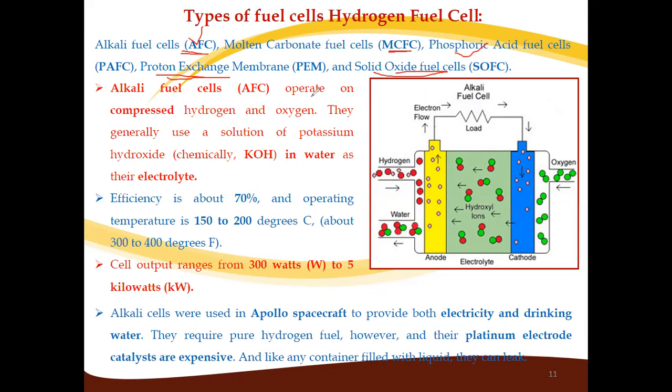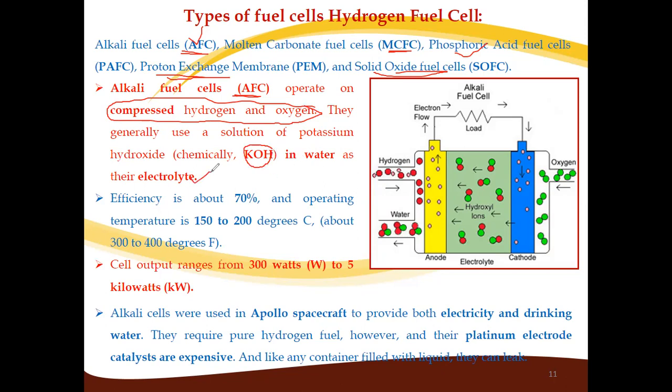Out of these, we have already seen the proton exchange membrane fuel cell. Now we will see the alkali fuel cell, AFC. The alkali fuel cell operates on compressed oxygen and hydrogen. So in this fuel cell, the hydrogen and oxygen should be compressed. For that, we use potassium hydroxide, KOH, in water as an electrolyte.